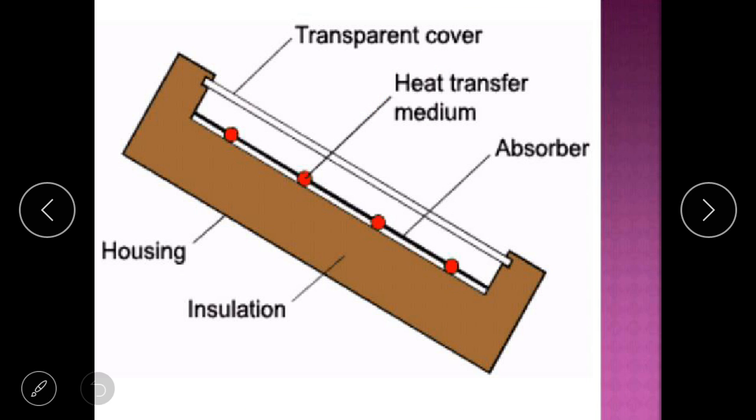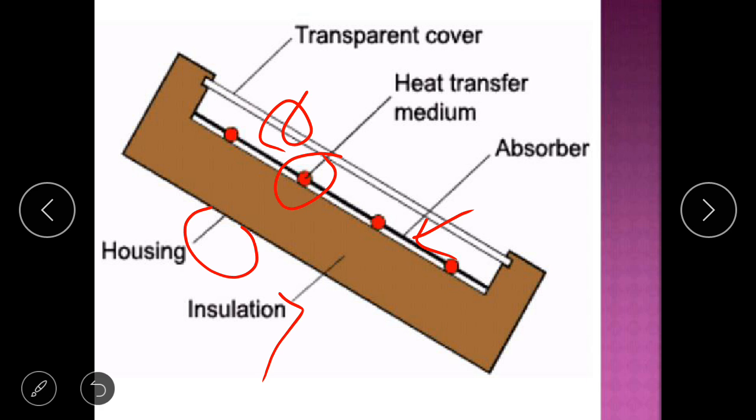Okay, and that is a side view. There is a transparent cover, which is also known as the glaze, and that is a heat transfer medium, and that is your absorber plate, and that is the insulation, and that is the whole housing, which is covered by the enclosure or envelope.